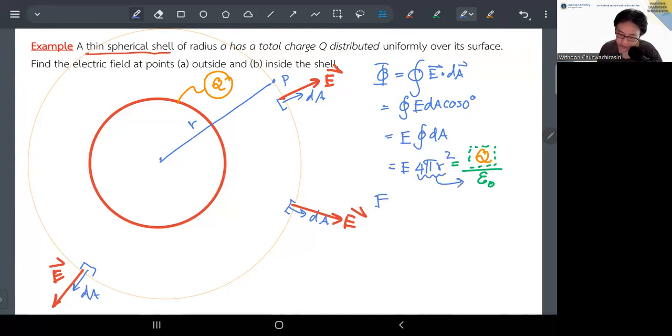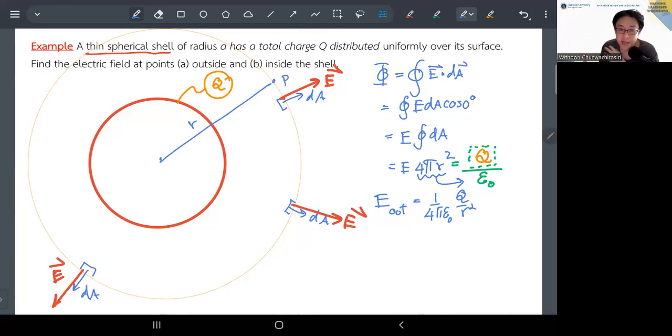You say the electric field outside, at point P, is 1 over 4 pi epsilon naught, Q over r squared, just like before. No change. As long as you're still far away from the spherical shell, you will feel the electric field in the form of Coulomb's law, just like before. Still very nice. That's kind of neat.